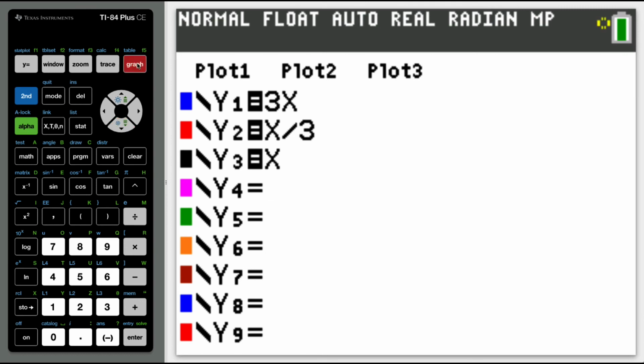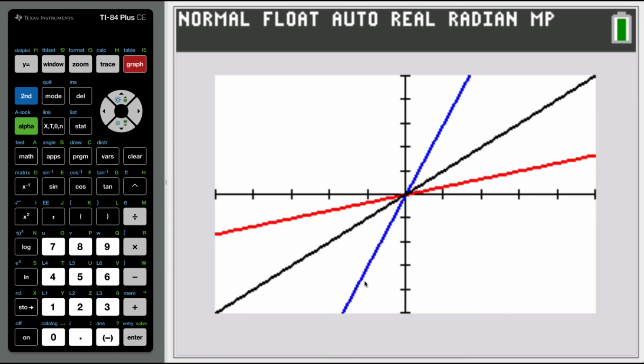So if I hit graph, there's my lines. The blue line is that 3x. The red line is that x over 3. And then we've got that y equals x running down the middle. And again, the relationship between a function and its inverse graphically is that they're reflections over that line y equals x.